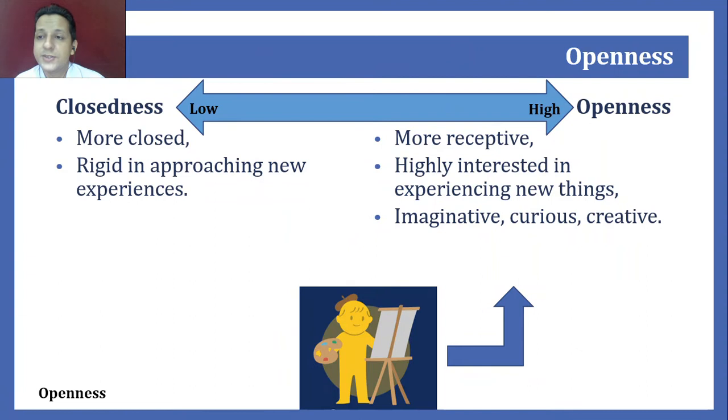The first parameter is openness. There are two sorts of people. People who belong to this closedness side. Such kind of people are more closed. They are rigid in approaching new experiences in life. On the other hand, there are people who belong to this openness extreme. So they are more receptive in nature. They are highly interested in experiencing new things. They are, of course, imaginative, curious, and creative.